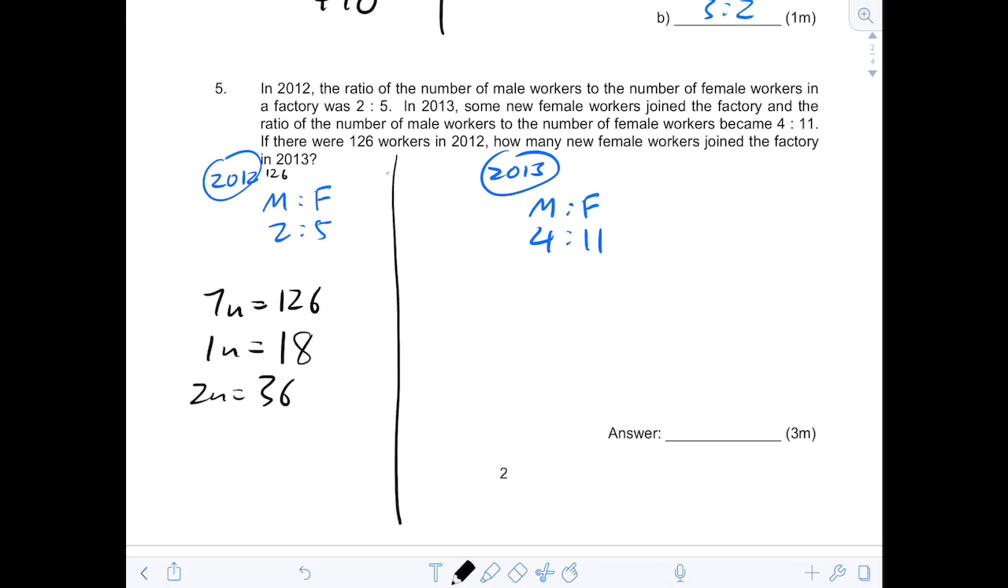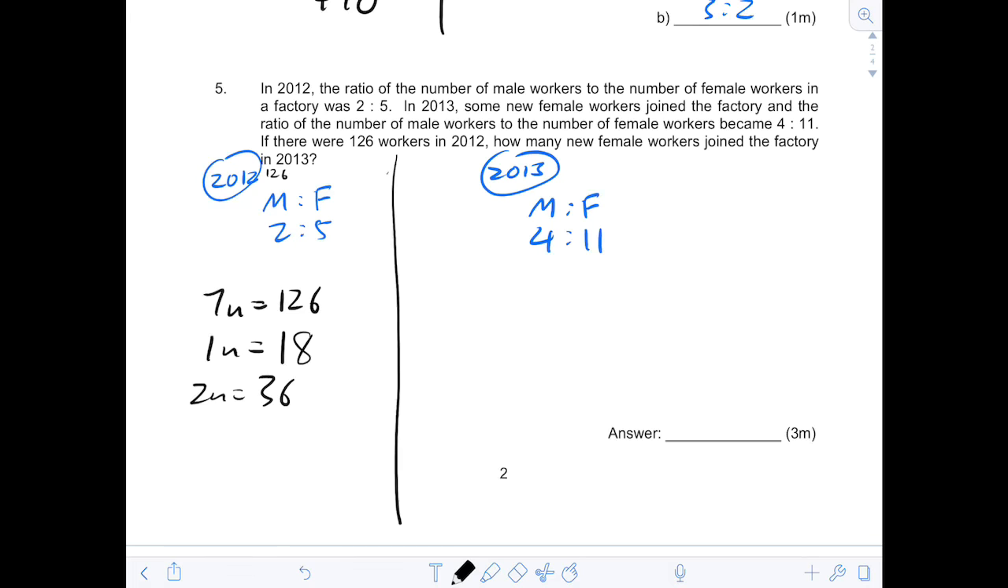Okay, now remember, you have to clearly split the unit methods. Alright, this one belongs to this. You're going to use unit method in the next one, then you have to make sure you at least draw a line or something, so people will know. So here you know that the total number of men is 36. And according to the question, the number of male workers did not change. Only female workers joined. Male workers did not join.